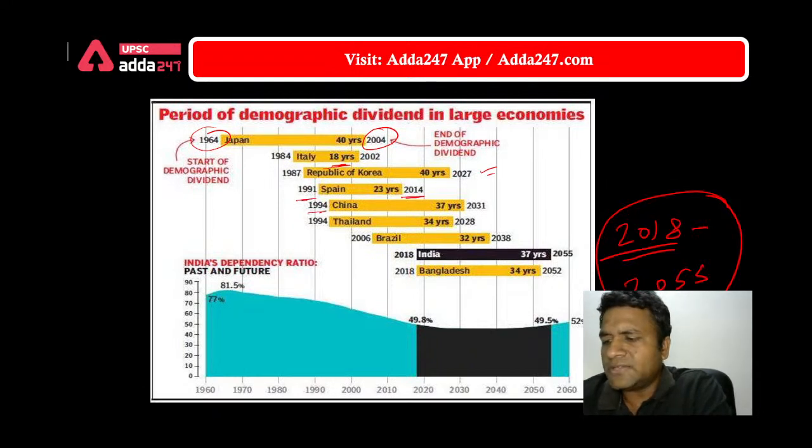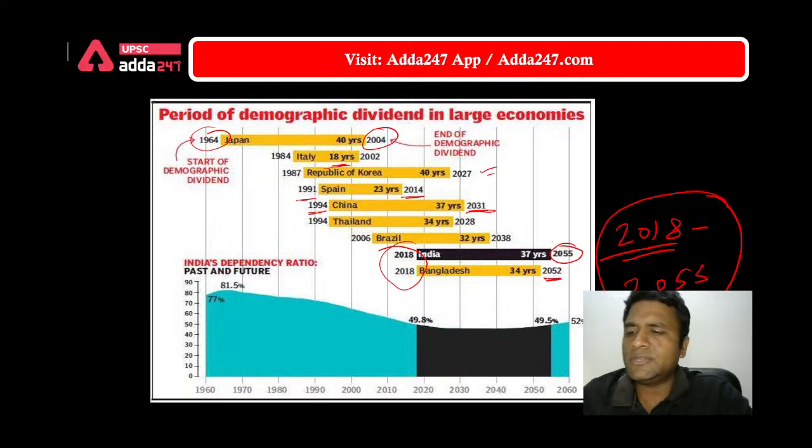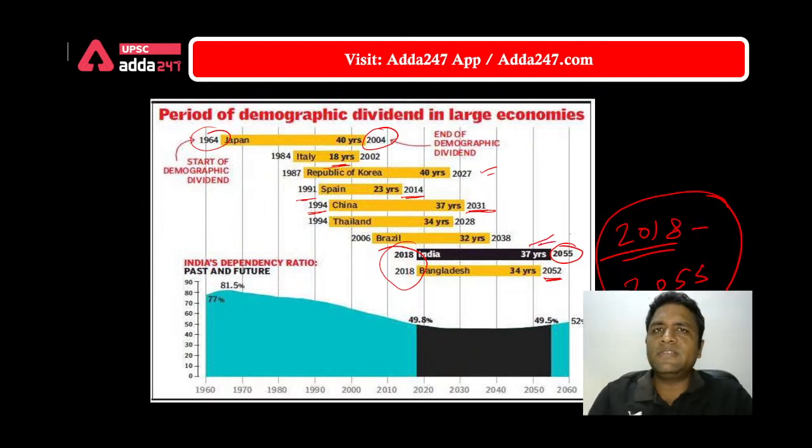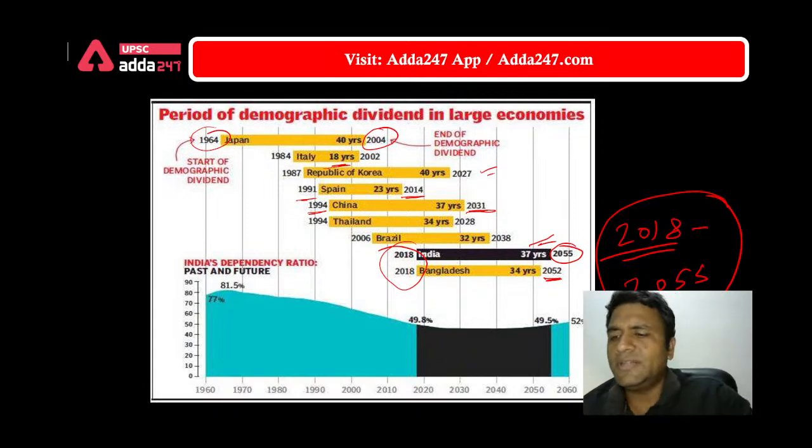Similarly, for China, it was 1994 and it will be there till 2031. For Thailand, from 1994 to 2028. For Brazil, it started from 2006 to 2038. India and Bangladesh started in 2018. Bangladesh is expected to have that till 2052, India till 2055. So India will be having this advantage for 37 years. So from now, as in from 2022, it is expected till 2055.